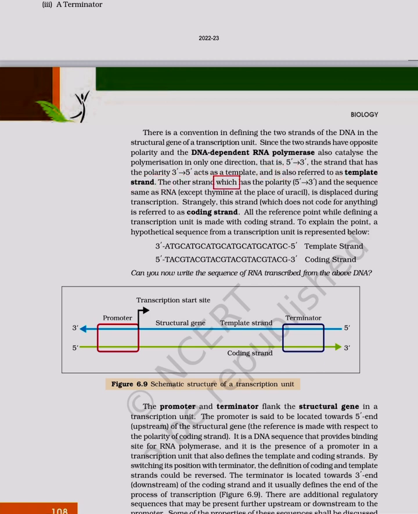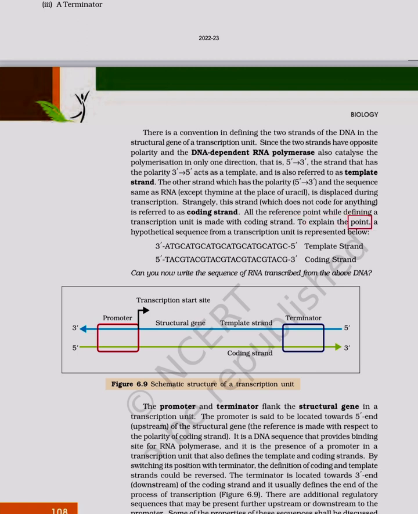The other strand, which has the polarity 5' to 3' and the sequence same as RNA except thymine at the place of uracil, is displaced during transcription. Strangely, this strand, which does not code for anything, is referred to as the coding strand. All the reference points while defining a transcription unit are made with the coding strand.